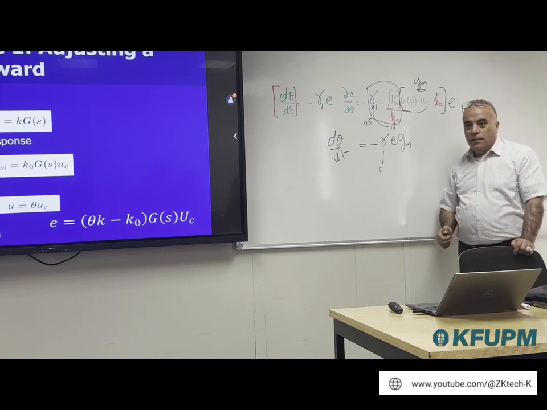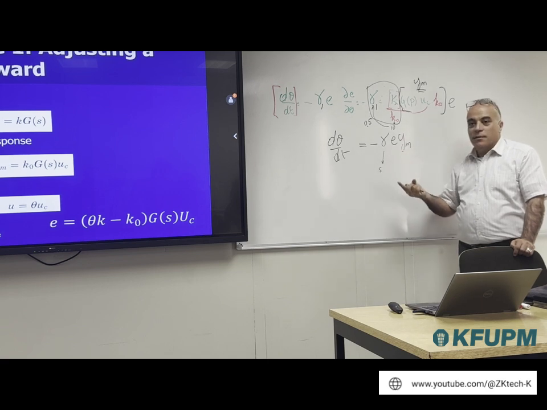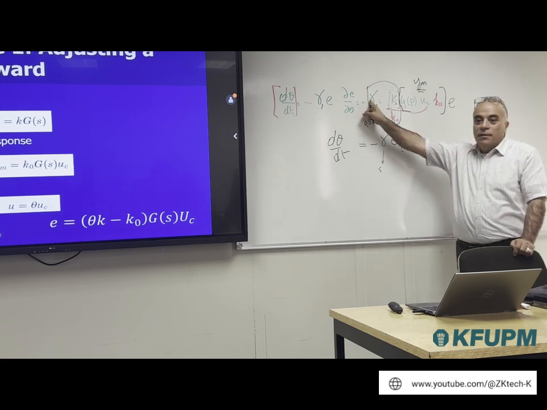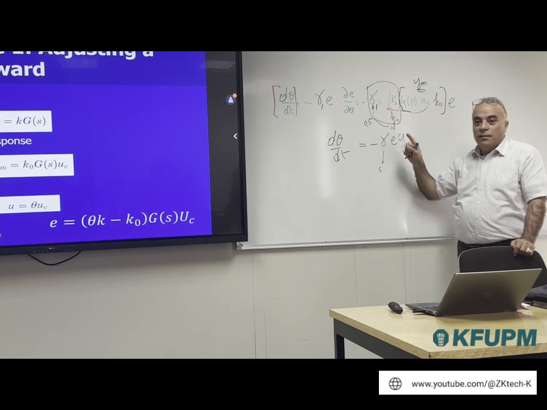Yes, but again, k over k naught could be greater than 1. It could also be less than 1. Could be. We don't care. But then that would change how gamma is going to be. We don't care, as long as this gamma is constant. It will change this gamma. Yes, it will. But this one will always be constant.